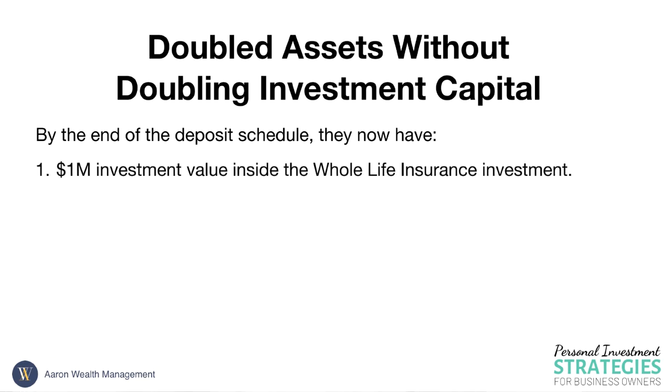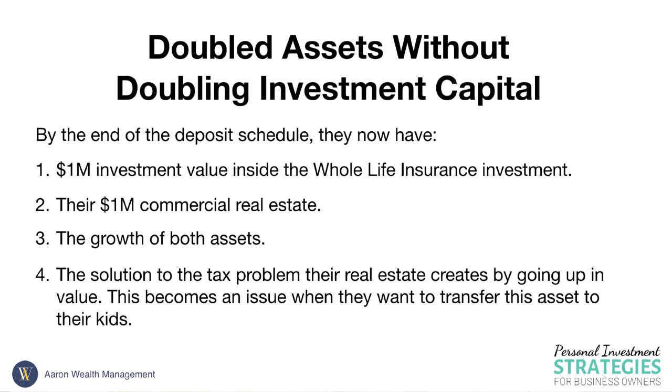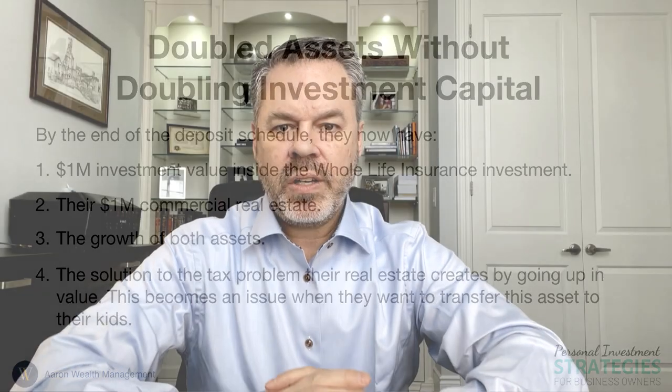So you have a $1 million investment value in your whole life insurance. You've got a $1 million commercial real estate property. You've got the growth of both assets, and you've got now a tax solution. So think of both of those asset classes going up. Now let's summarize. If you haven't watched the other videos on whole life insurance, you can look up there. You'll see a great video on that.